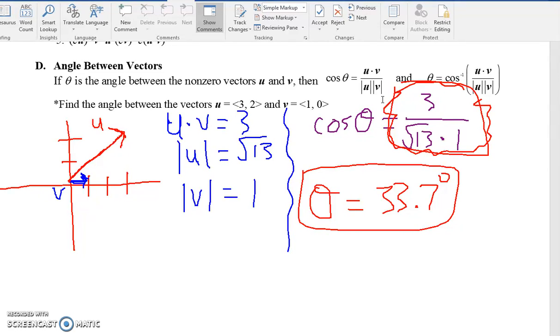But I do want to go back and point out in our picture that this does seem to look valid. This is probably going to be about a 33-degree angle. It does seem to make sense. Okay, I'm going to erase this really quick.